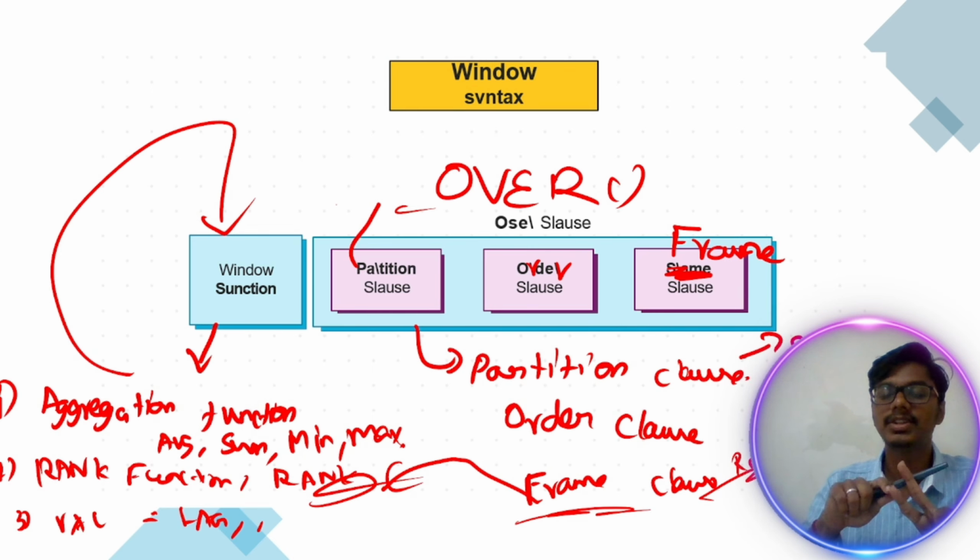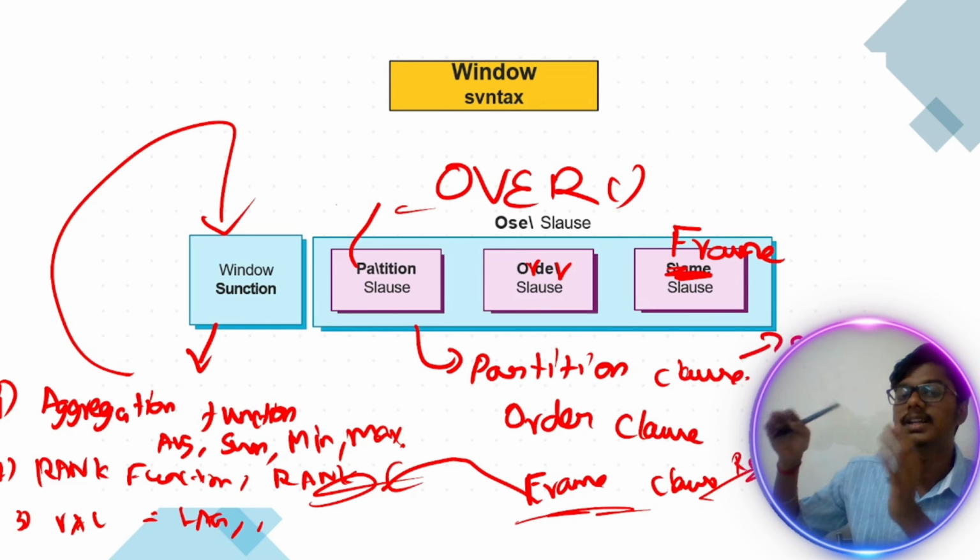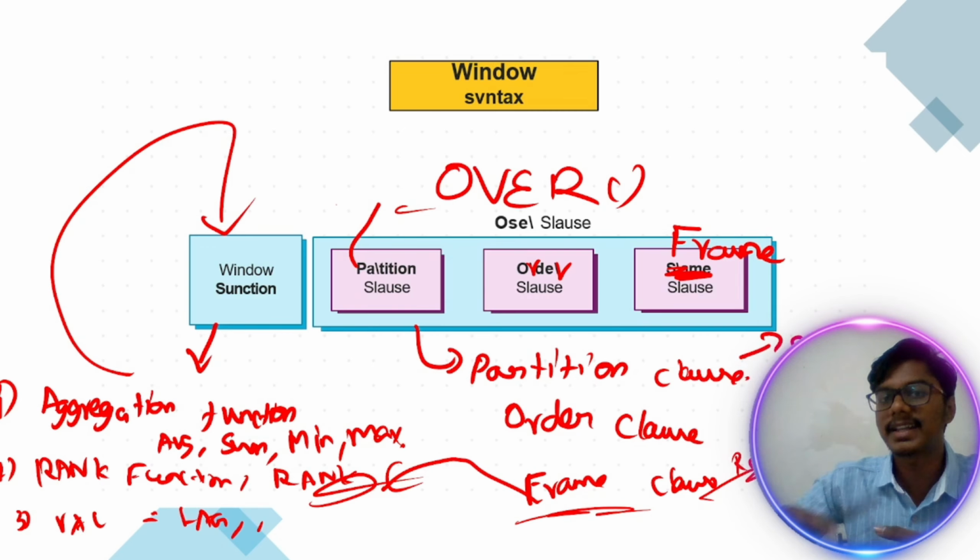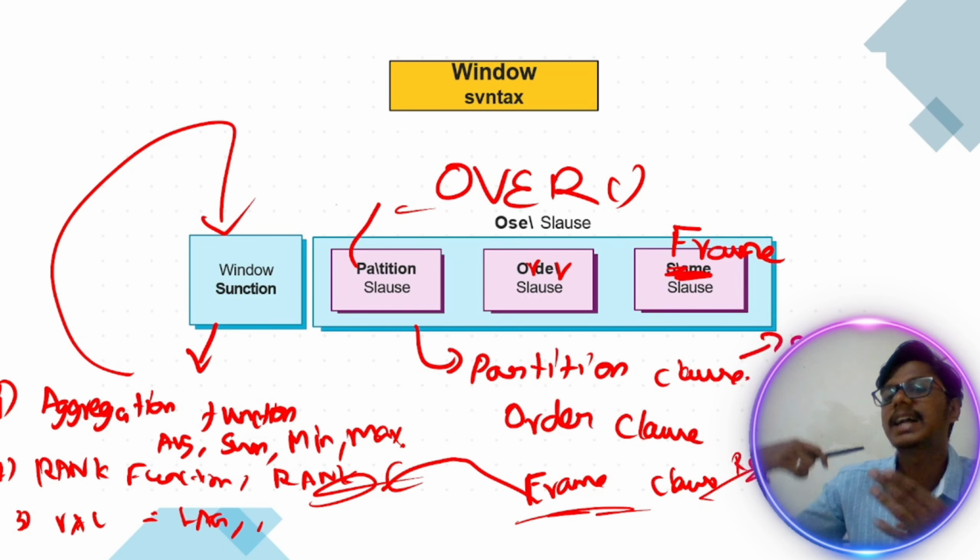Consider, guys, the window syntax. It consists of two parts: window functions, and which one? It may be the aggregation function, the rank function, or the value function. And in the OVER clause, it considers three categories. What are the three categories? The partition clause, order clause, and the frame clause.